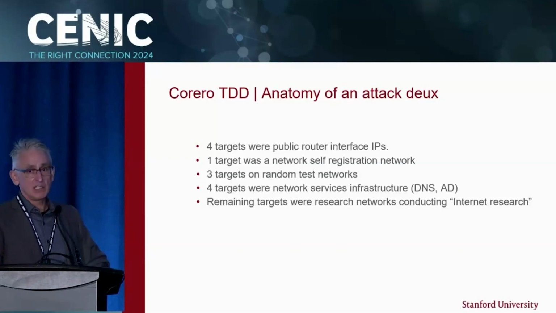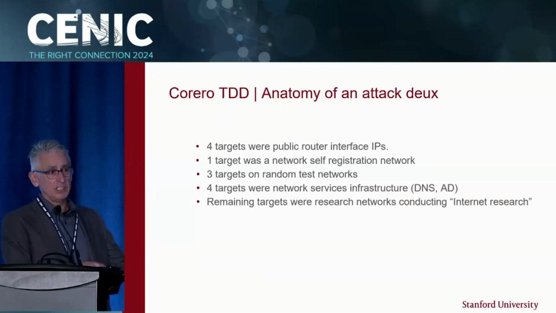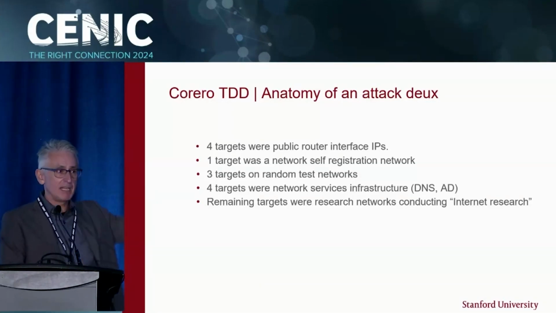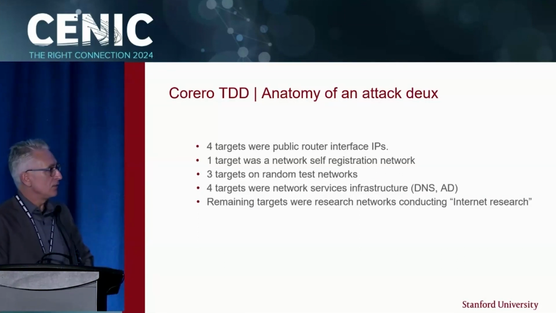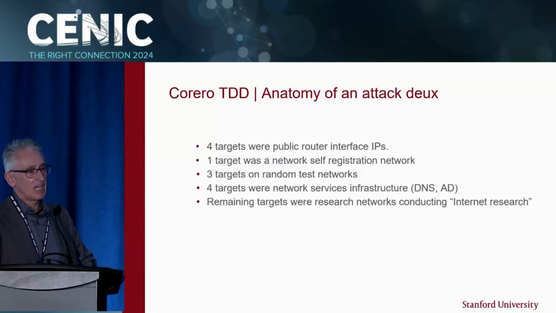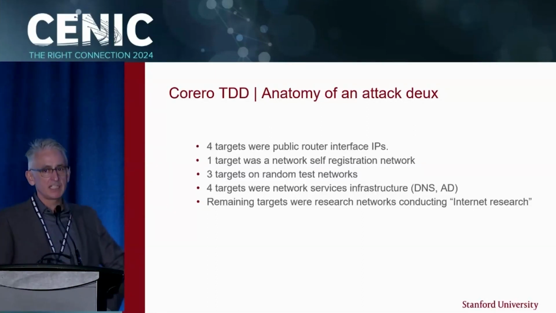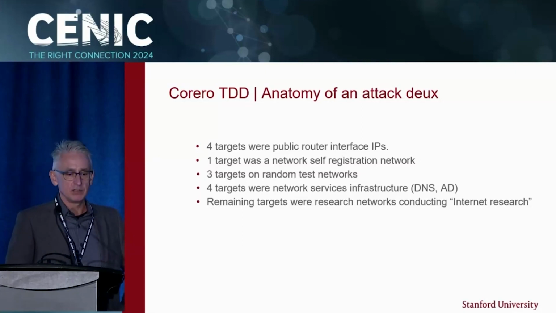So they were actually targeting the network infrastructure. We have this network self-registration network, which is where you plug in your laptop and maybe you had a virus on it. It might have sent a bad packet out. It upset somebody. 3 targets were random test networks. I have no idea about that. But this is what was very alarming to me, and why I brought this up to our senior management, was they were targeting our DNS and Active Directory infrastructure.